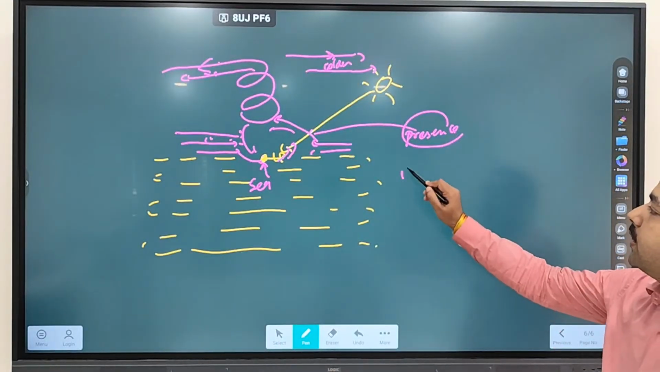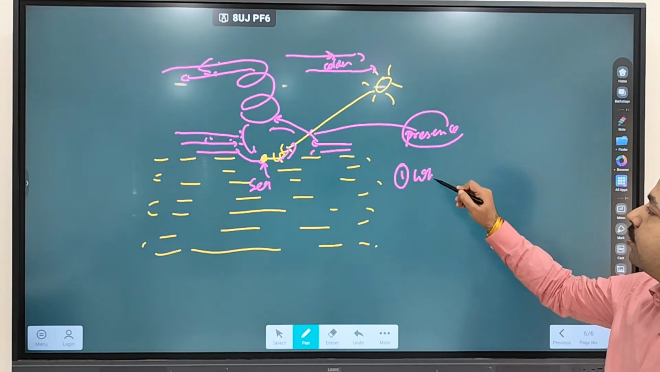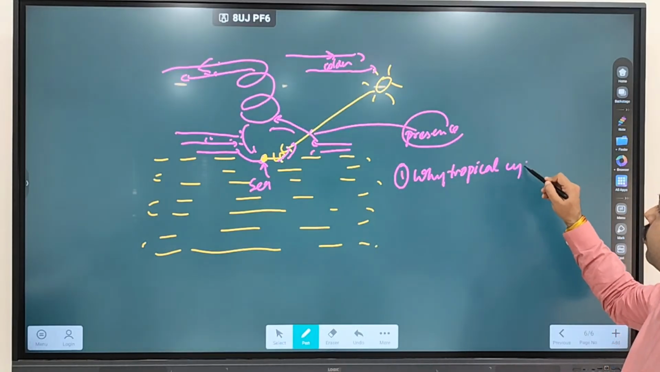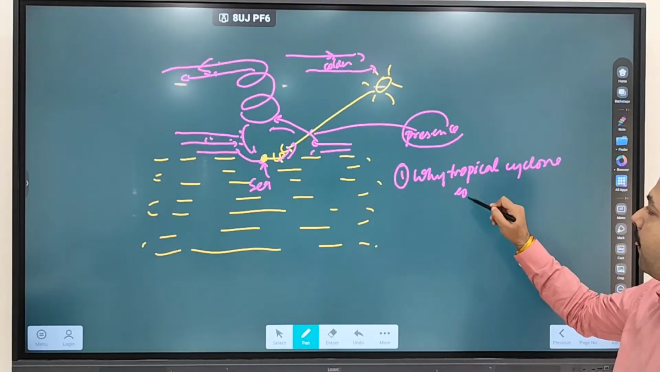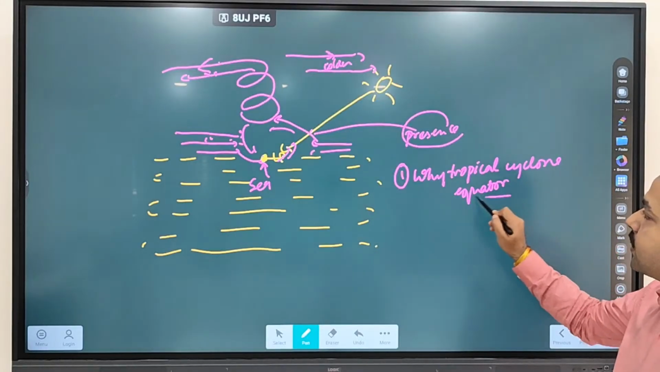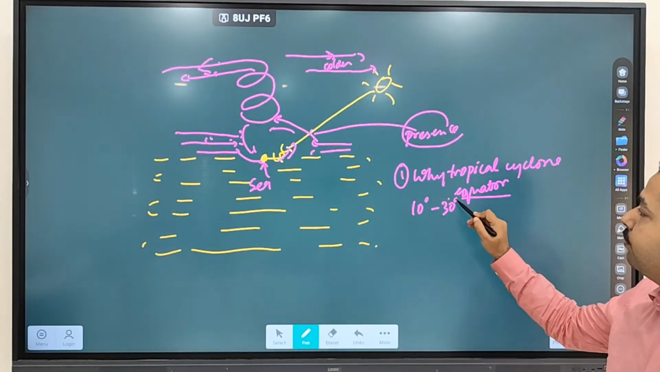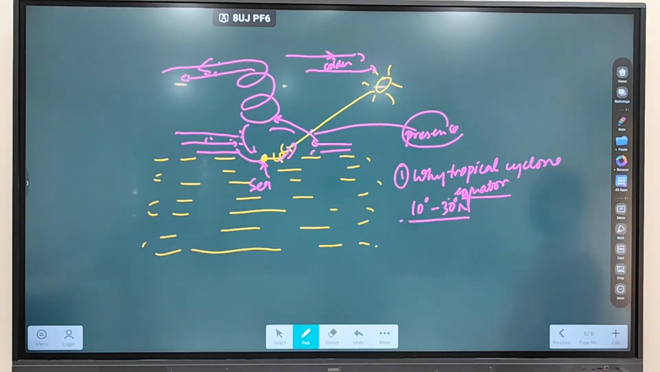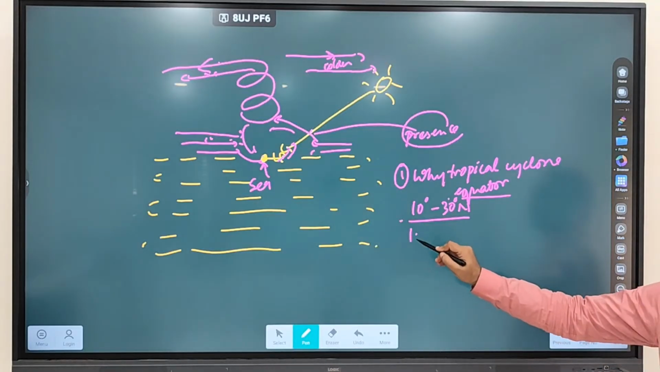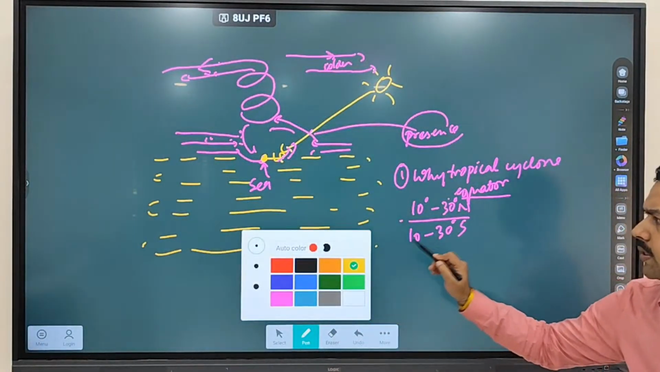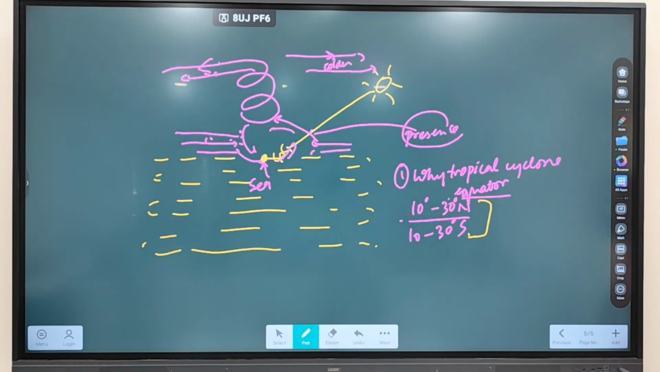Now, there is one question: why are tropical cyclones not formed over the equator? What we have written is that they are formed generally between 10 to 30 degree north latitude or 10 to 30 degree south latitude. So why is a tropical cyclone not formed over the equator?